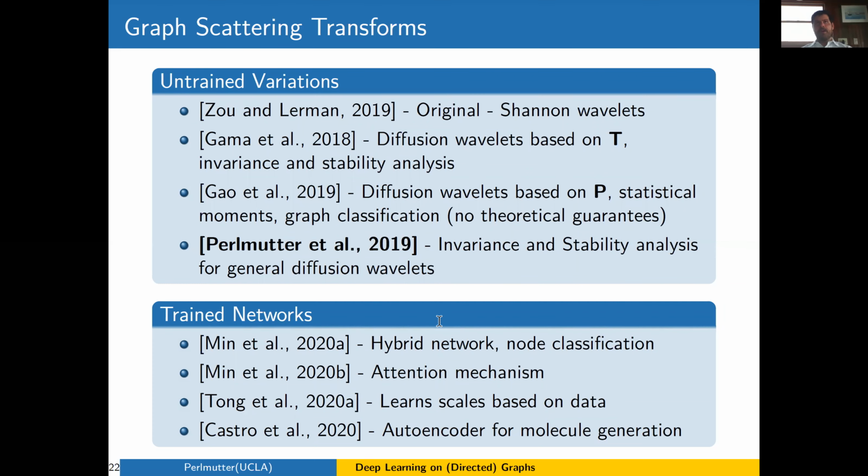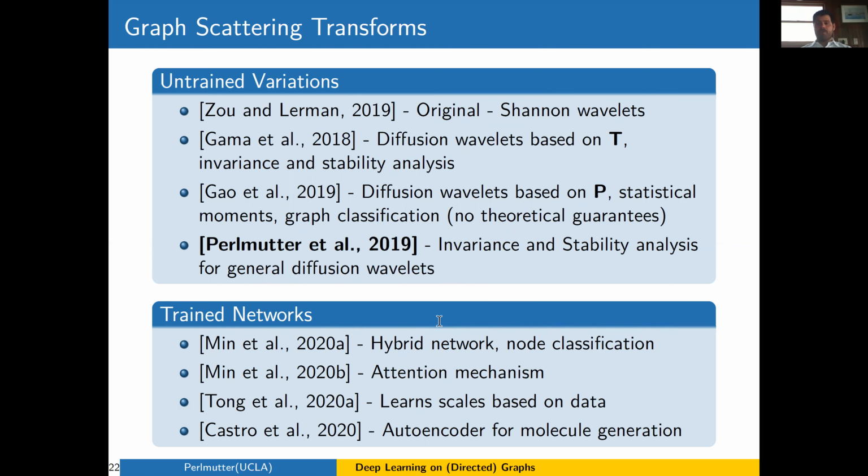And because these matrices were asymmetric, they did not carry out the same invariance and stability analysis as was done by Gama et al. And then what I did, along with the authors from the Gao paper, was we figured out how to generalize the stability analysis to these asymmetric matrices.